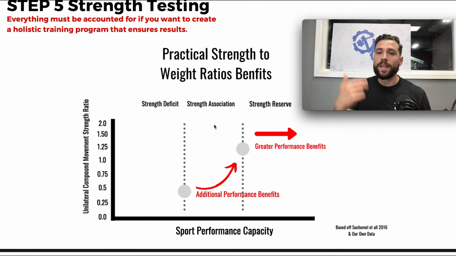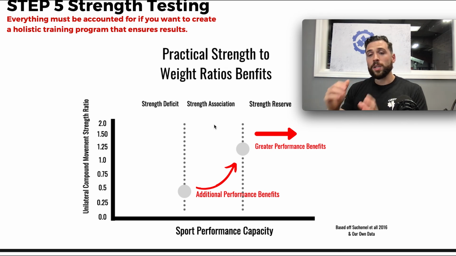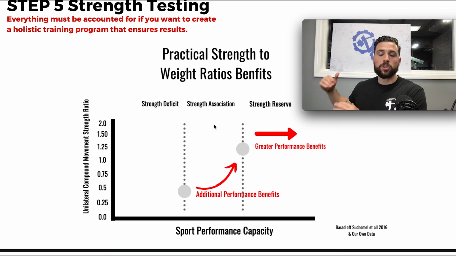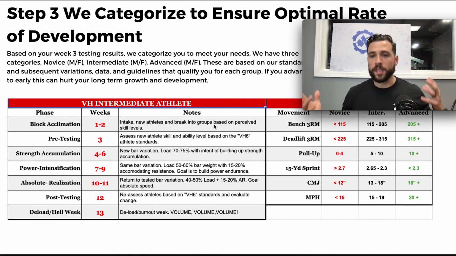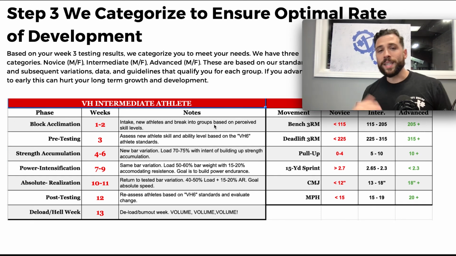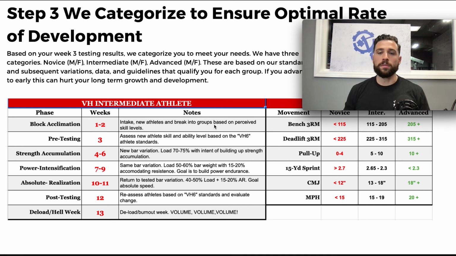Remember, it's important that you test with a purpose. Why are you testing all of these things? We test these 5 aforementioned principles because we are including them into our programming that we're going to talk about in a little bit. So they fit seamlessly into our training system. We're going to talk about this in our training model and training system lecture. But what do we do with this information, right? We categorize and ensure optimal rate of development.